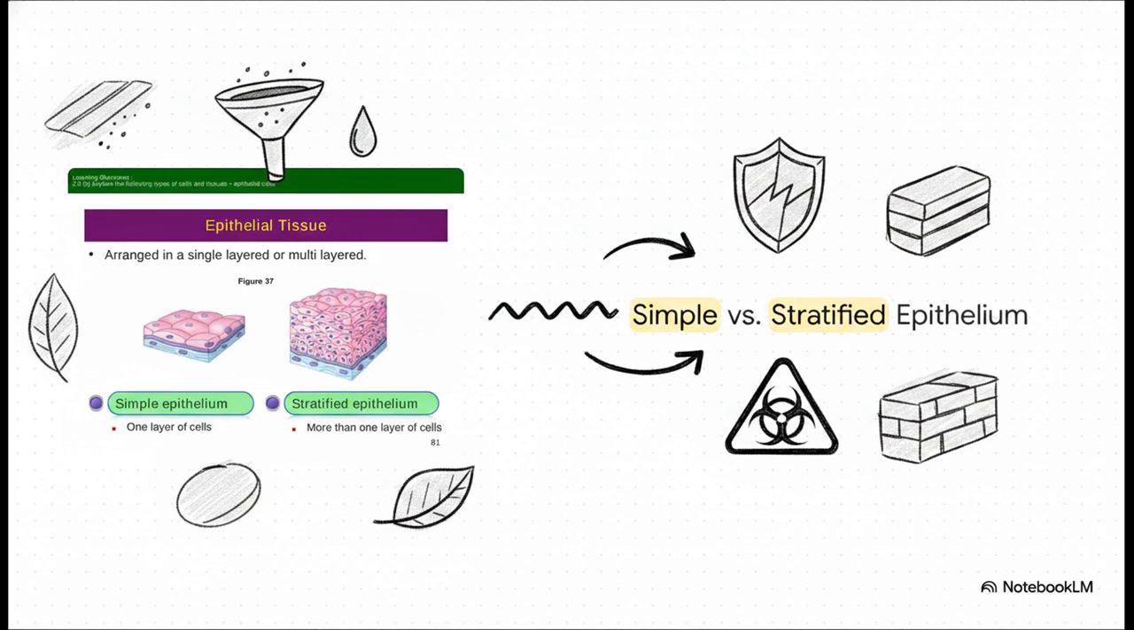Look at the simple epithelium on the left. It's just a single layer of thin, flattened cells. Because it's so incredibly thin, it is perfectly designed for absorption, secretion, and filtration, like in your lungs, where oxygen needs to pass through super easily. On the right, though, you've got stratified epithelium, stacked up in multiple layers. This multi-layered setup isn't great for absorption at all, but it acts as a heavy-duty armor, which is exactly why you don't bleed every time you lightly scratch your skin.